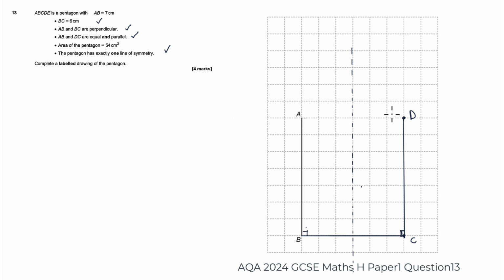And we're told the area of the pentagon is 54 square centimetres. Now I can see a rectangle here which has an area of 6 times 7. 6 times 7 is 42. So if that was just a rectangle, ABCD would have an area of 42, but we're told the pentagon, there's another 2 sides to add, has an area of 54. Now 54 minus 42 gives us 12 square centimetres.